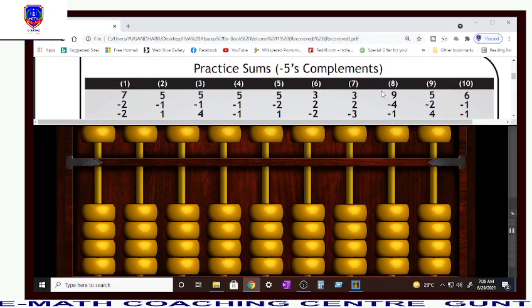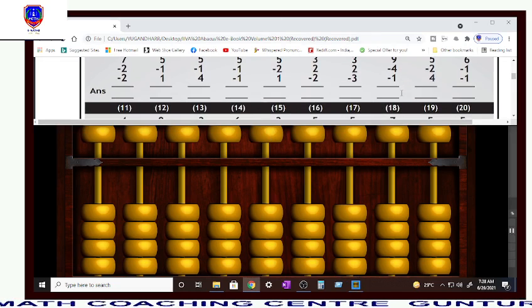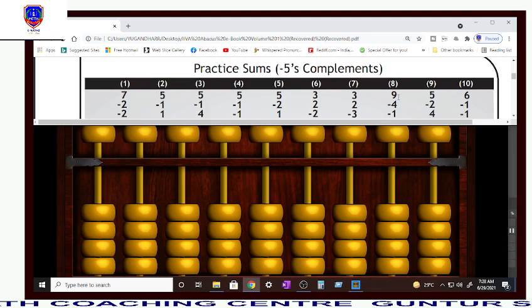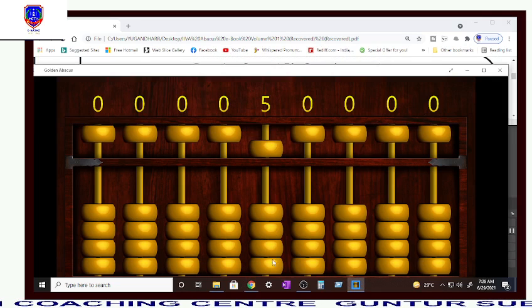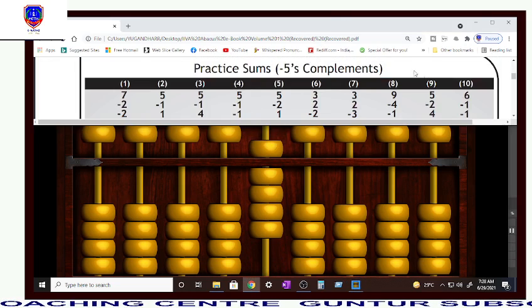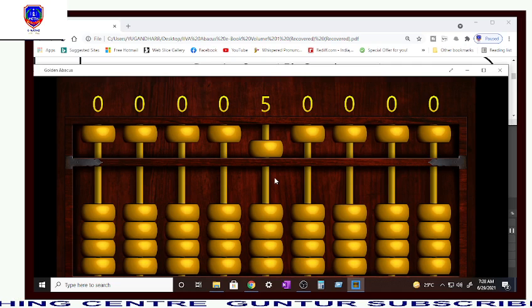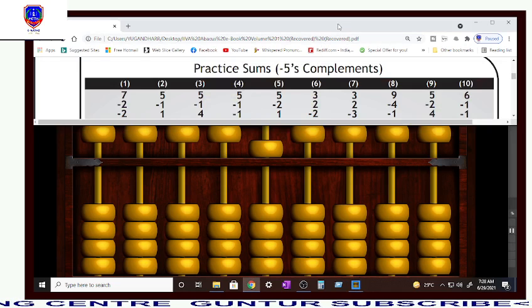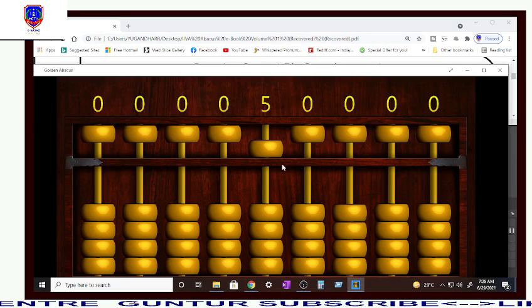Again, take a look at question number 8. 9 minus 4 minus 1. Make 9 on the rod. Next, minus 4. Just remove 4 beads on the center rod. And minus 1. Actually, there are no beads to do minus 1 here.